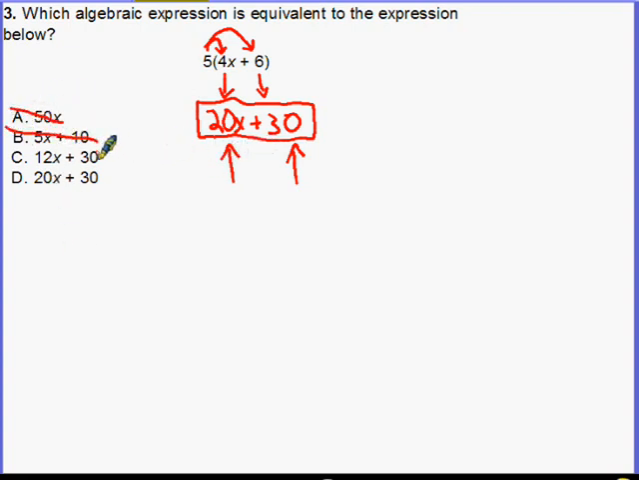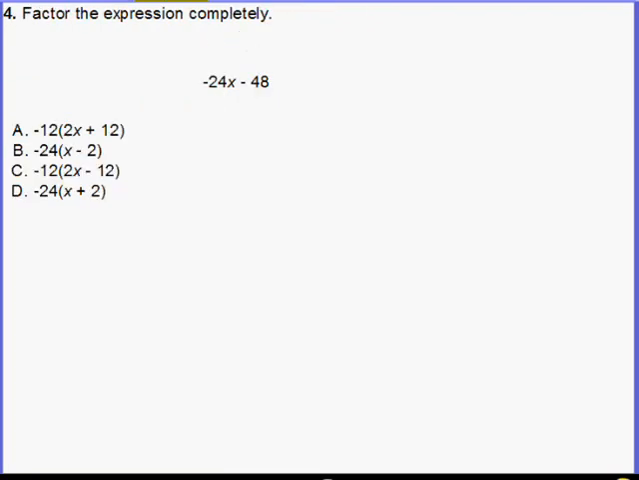It's not A. It's not B. Not C. Looks like D. 20 x's plus 30. D, man, all the answers are D.